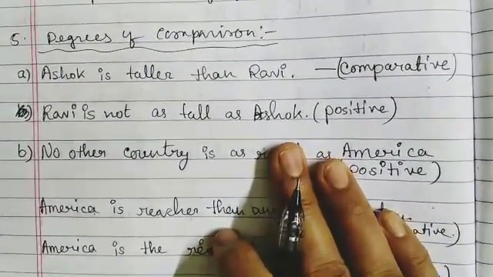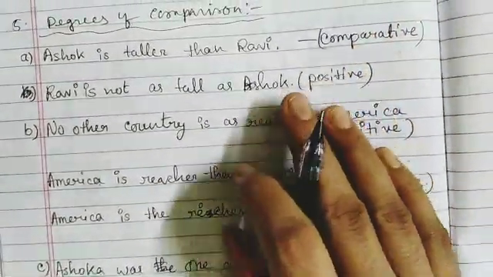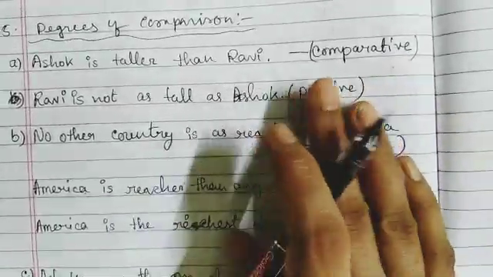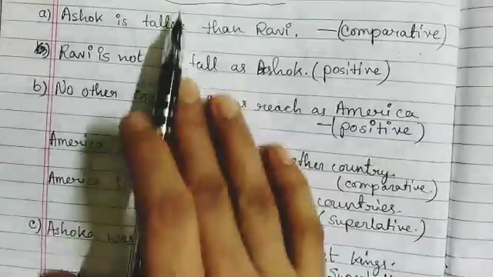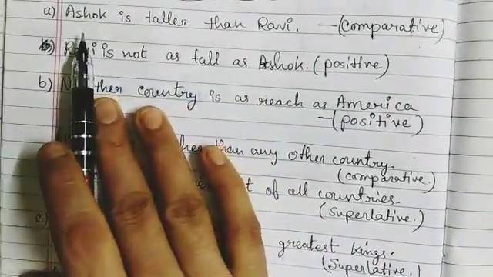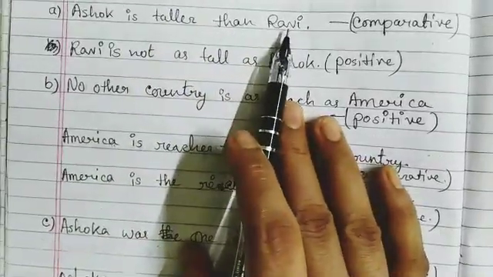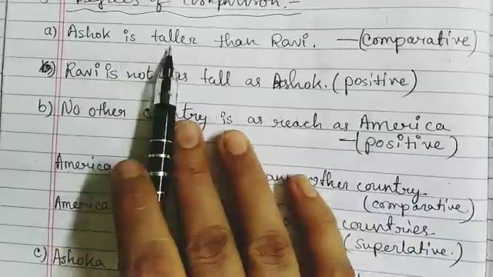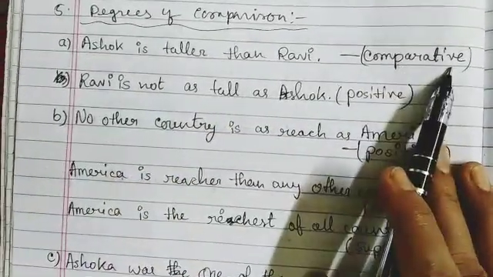Okay, so you have understood the degrees. I think I have just revised these things because you have already learned this in your junior classes. So degrees of comparison, how can we change this? Just look at the first sentence. Ashok is taller than Ravi. Tall, taller, tallest. That means it is in comparative degree. Here it is written comparative.